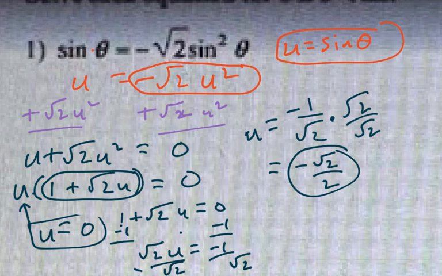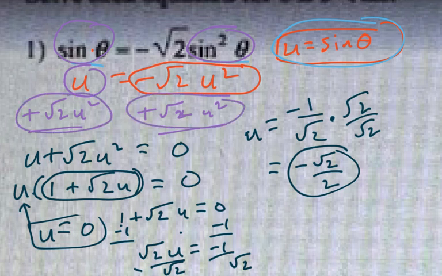So here we go. Basically, each problem, you're always going to use U substitution, as I call it. Because this has sines in it, I'm going to let U be sine theta. And then this becomes U. This becomes U squared. If you look right here, I added the square root of 2 U squared to each side. And then here, I'm able to factor it. And from there, I use the zero-product property to solve for each one. And that's the same process I basically did for each one. So here's number one.